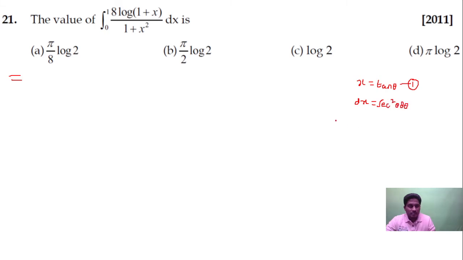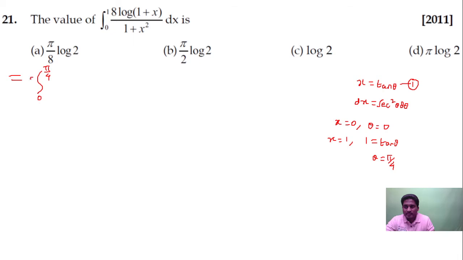When x is equal to 0, theta will be equal to 0. When x is equal to 1, you get 1 is equal to tan theta, so theta should be equal to pi by 4. So the new limit becomes 0 to pi by 4.